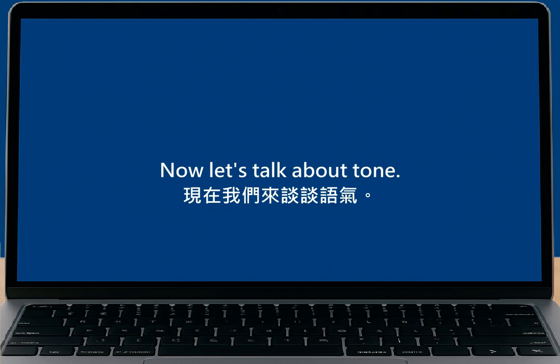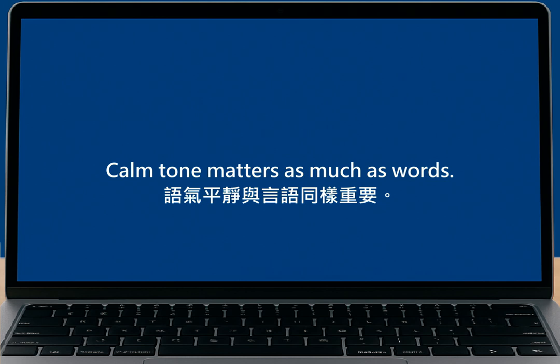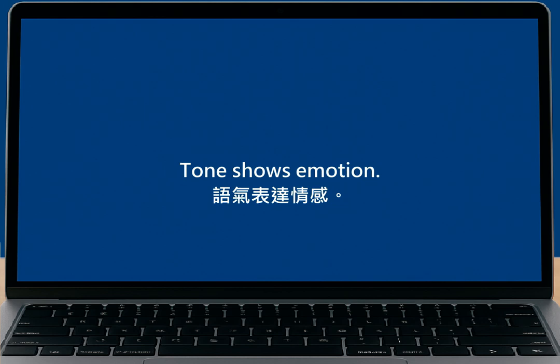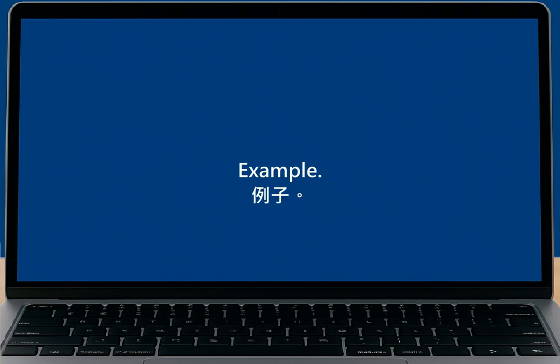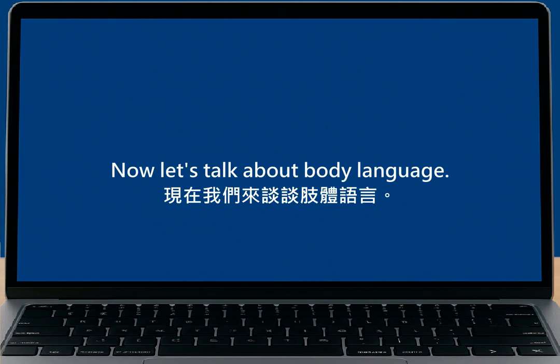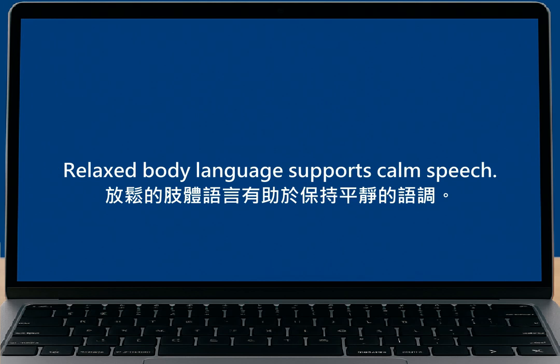Now let's talk about tone. Tone is how your voice sounds. Calm tone matters as much as words. Let's explain tone again. Tone shows emotion. Example: his tone was calm. Now let's talk about body language. Body language includes posture and gestures. Relaxed body language supports calm speech.